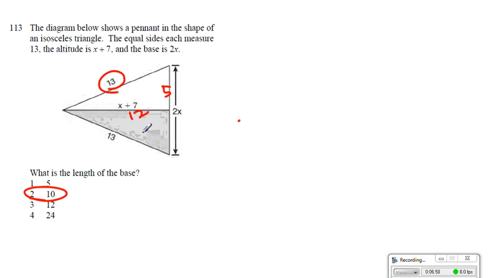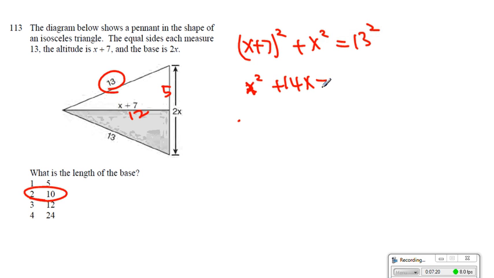Or if you want to do this one the algebraic way, then what we end up getting is this. x plus 7 squared plus x squared must be equal to 13 squared. Now here we have simply x squared plus 14x plus 49 plus x squared, that must be equal to 169.